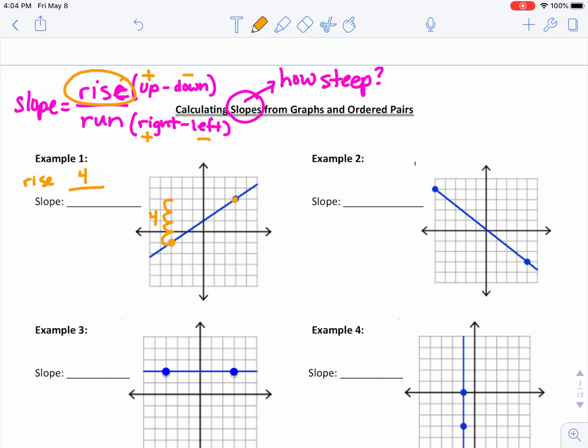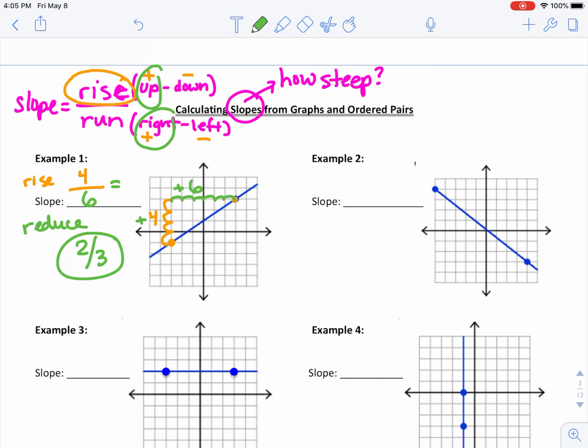So that number always goes on top of the fraction. And then I'm going to count how many steps I run. So I'm going to go to the right. 1, 2, 3, 4, 5, 6. So that's because I went to the right, it's a 6. And this is positive and this is positive because I'm going up and right. Those are both positives. Okay? You always have to reduce, so use your calculator. And my final answer would be a slope of 2/3. Okay, so that's how you find your slope.